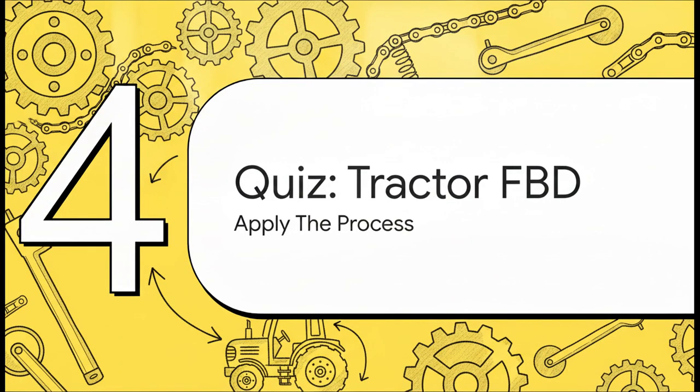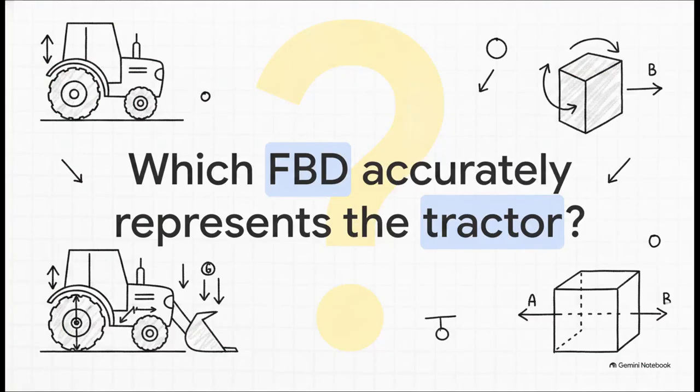Moving to Section 4, Quiz, Tractor Free Body Diagram. Let's see you apply that process. Which free body diagram correctly represents this 2100 Newton tractor lifting 900 newtons of gravel? I want you to carefully evaluate the reaction forces at the front and rear wheels. Pay super close attention to the tractor's center of gravity, marked as G, and look at where the load is applied, out there at the bucket.